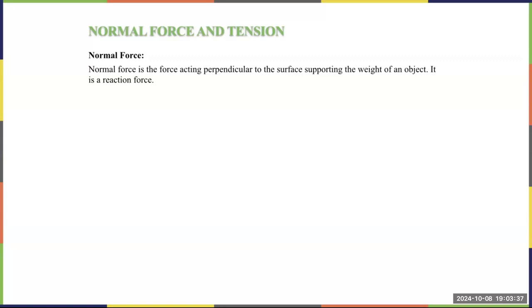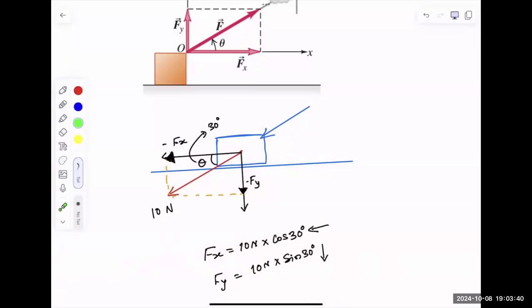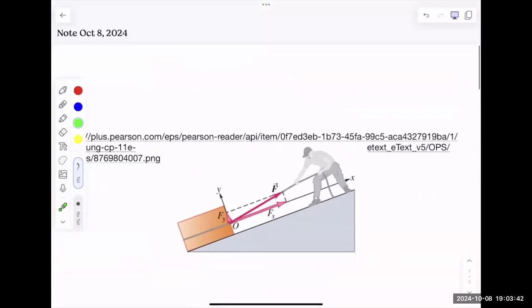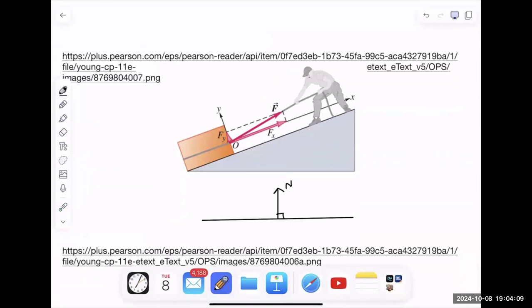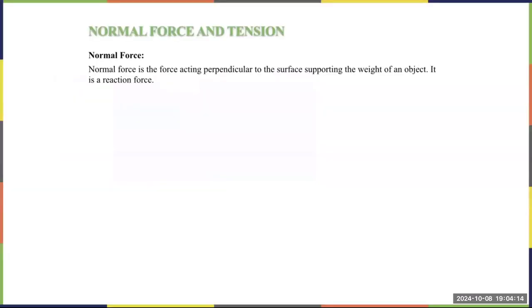So if my surface itself is tilted, like in this example right here, my normal force will be perpendicular to this surface in this direction. If my surface is perfectly horizontal, like here, my normal force will be perpendicular to this direction. And this is called normal. Normal does not mean the literal meaning of normal. Normal means perpendicular, okay?